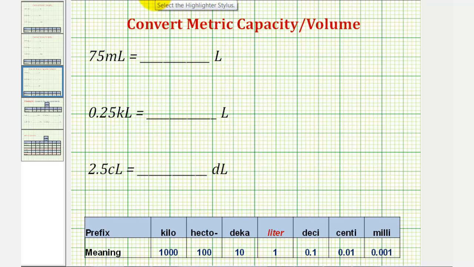Looking at the provided table, notice how the basic unit of measure is the liter, where the smallest unit of measure would be the milliliter, which is equal to 1,000th of a liter, and the largest unit would be the kiloliter, which is equal to 1,000 liters. So for our first example, we want to convert 75 milliliters to liters. So looking at the table, we want to convert milliliters to liters. Notice how 1 milliliter is equal to 1,000th of a liter. So we'll use this to form our unit fraction.